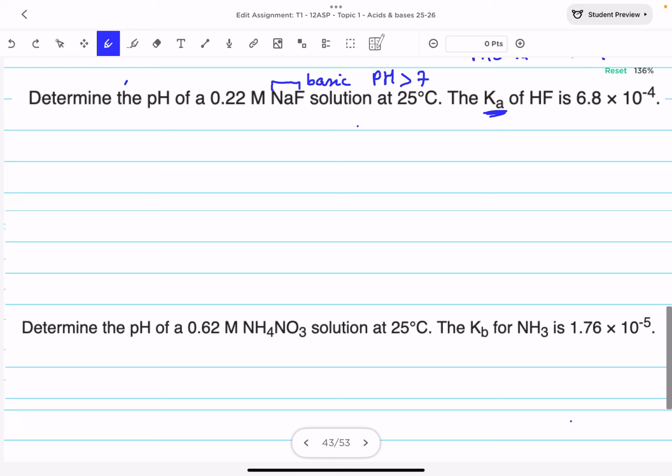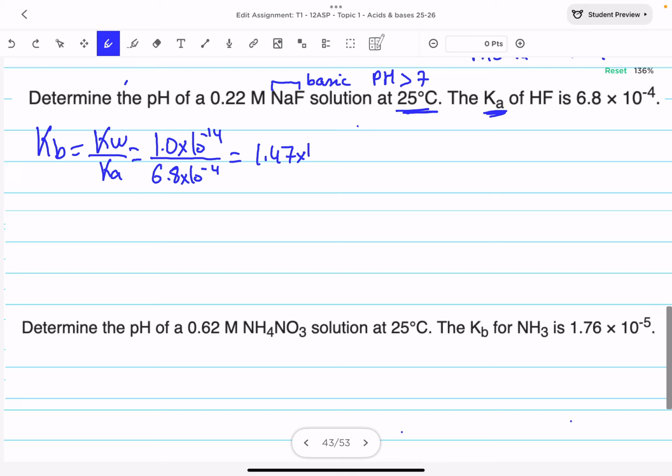I'm going to first proceed and calculate the Kb by using the formula Ka times Kb equals Kw. Therefore, Kb is going to be equal to Kw over Ka, which is 1.0 times 10 to the power negative 14, because we have it at 25 Celsius, over the given Ka, 6.8 times 10 to the power negative 4. And therefore, the answer is 1.47 times 10 to the power negative 11.